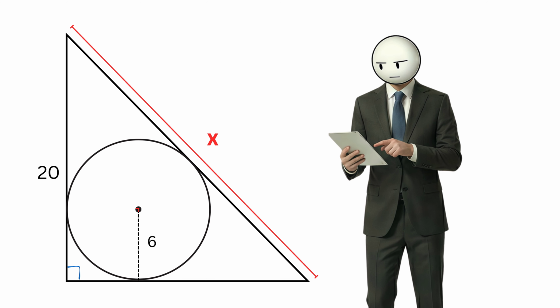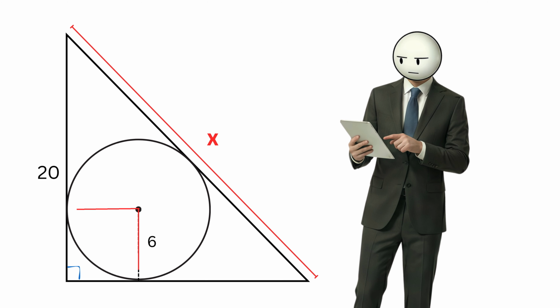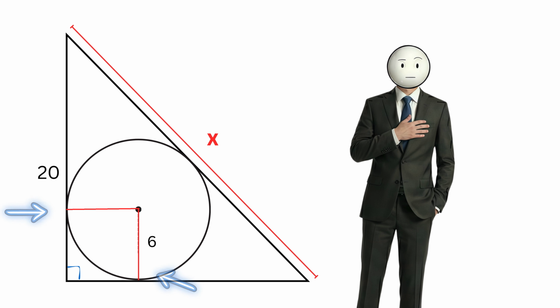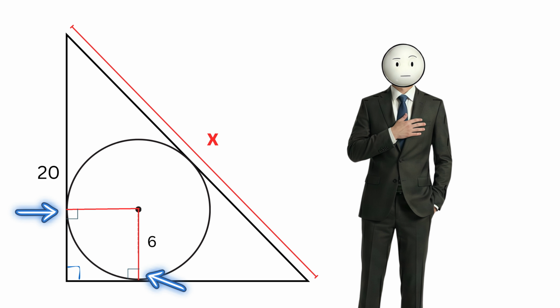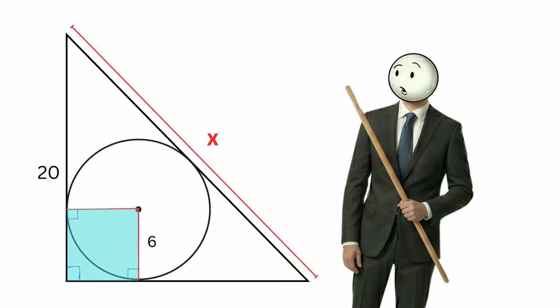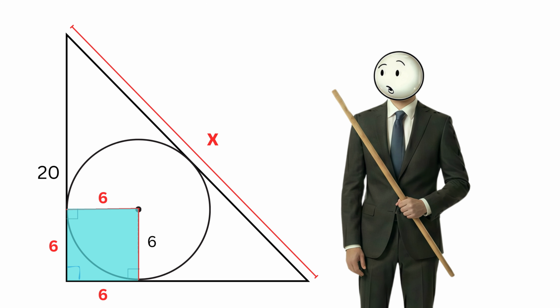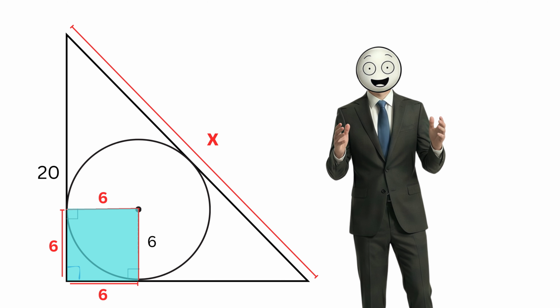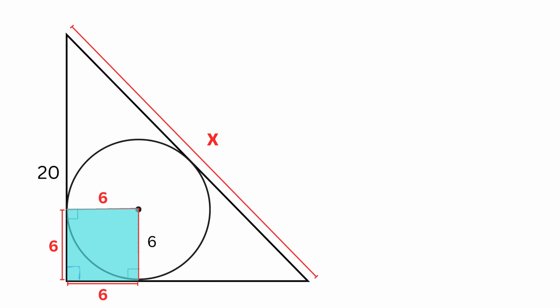Let's start by drawing two radii from the center of the circle to the points where it touches the triangle's legs. We know that a radius is always perpendicular to the tangent line at the point of contact. Because of this, the corner of the triangle forms a perfect square with a side length of 6. This means the small segments on both legs touching this corner are 6 units long. Now, look at the vertical leg, which has a total length of 20. Since the bottom section is 6, the remaining upper part must be 20 minus 6, which equals 14.